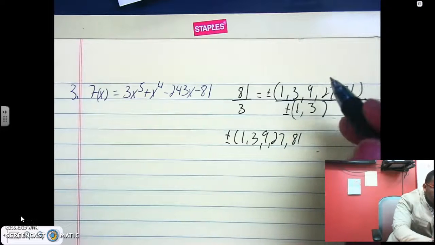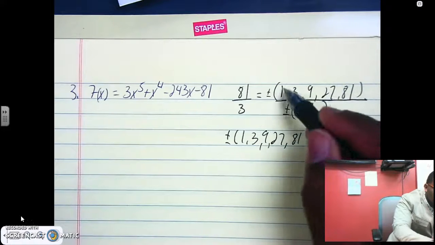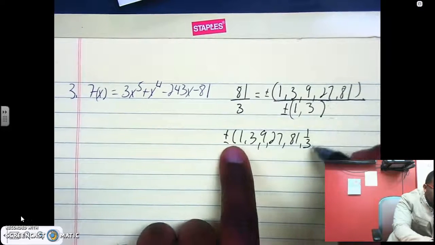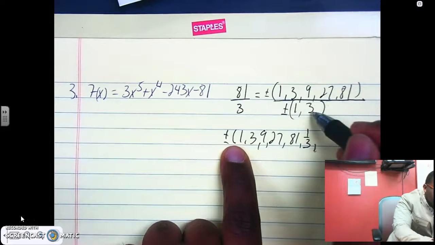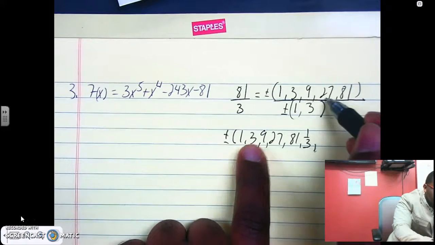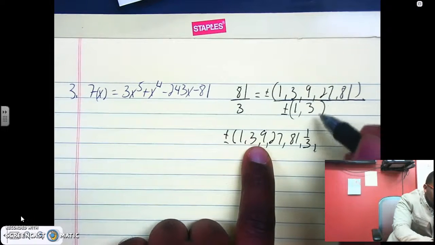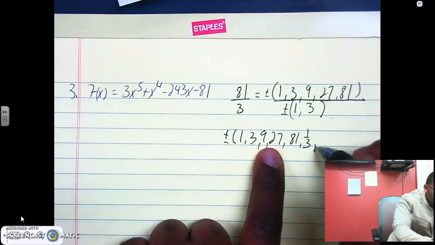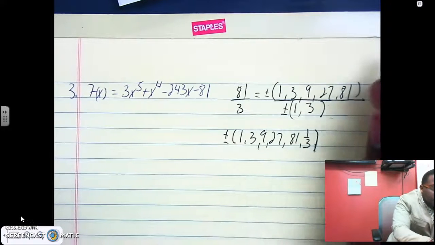This is the first time I've been able to work one like this. So if I do 3 into 1, that's 1/3. 3 into 3, that's 1, so I don't have to rewrite that. 3 into 9, that's 3, so I don't have to rewrite that. 3 into 27, that's 9, so I don't have to rewrite that. And 3 into 81 is 27, so I don't have to write that. So anytime a number repeats, you don't have to rewrite it. And so that's what happened here.